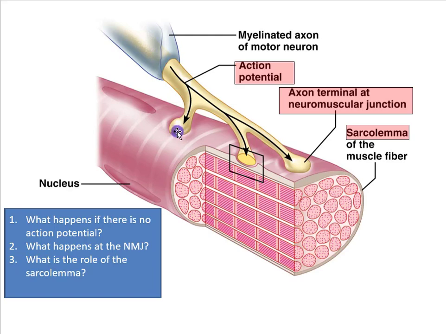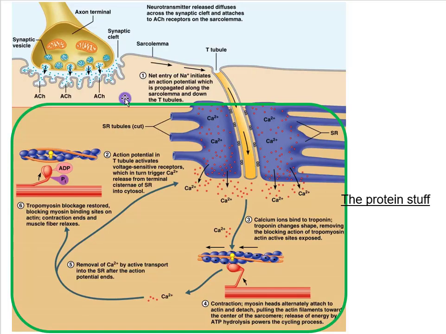The next question then is, what happens at the neuromuscular junction? Well, we just described that. That's the release of acetylcholine. And number 3, what is the role of the sarcolemma? The role of the sarcolemma is simply to carry along all of this sarcolemma. That's where the action potential travels.